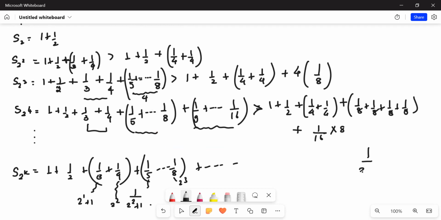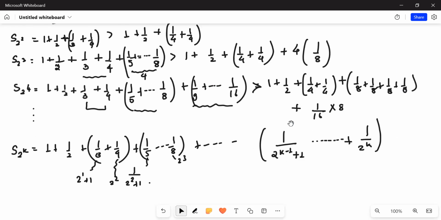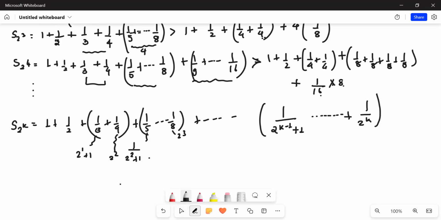So if I go along and write the last bracket, it is 1 upon 2 to the power k minus 1, plus 1 added. And what are we doing? Here we actually compared it with 1 upon 16. 8 is 2 to the power 3 and this is 2 to the power 4. What is 4? It is 2 to the power 2. So basically here also, see what I'll do.